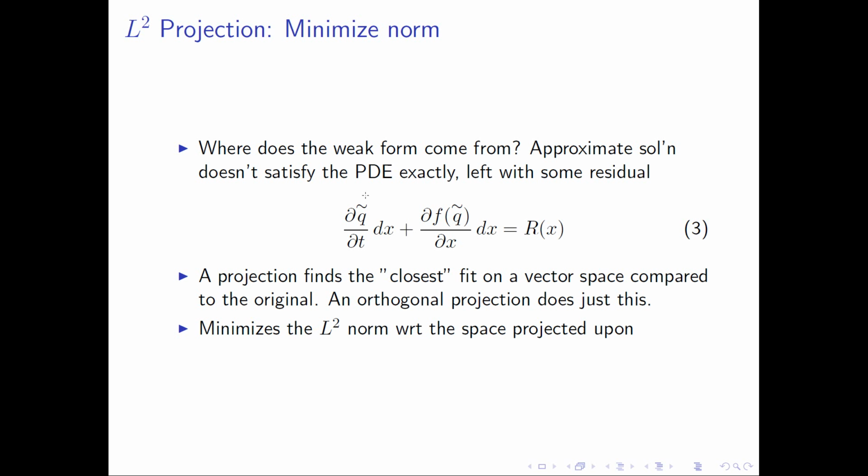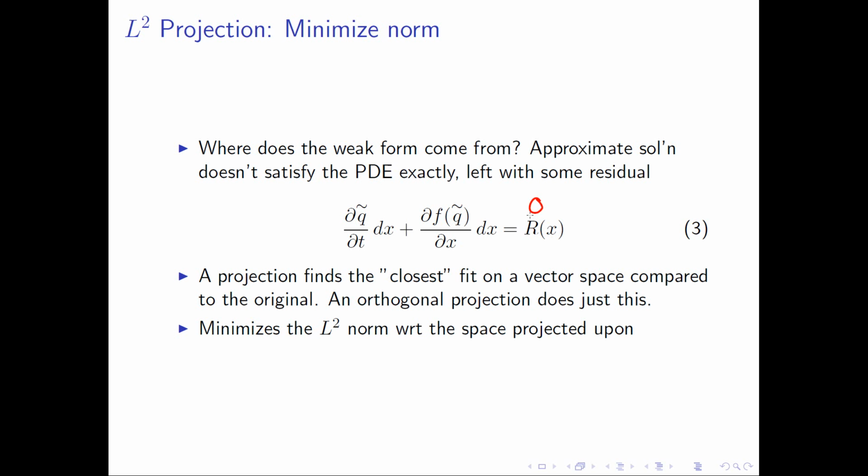So in Module 1, we sort of glossed over where the weak form actually comes from. Well, we need to think about it in terms of how the approximate solution satisfies the original PDE. In general, the approximate solution won't perfectly satisfy the PDE, and so what happens is we'll be left with, rather than some value 0, we'll be left with some sort of residual.